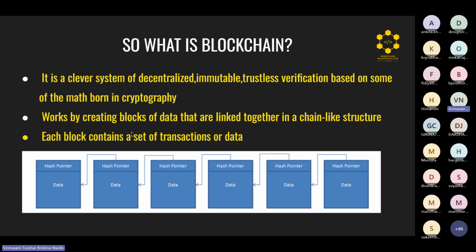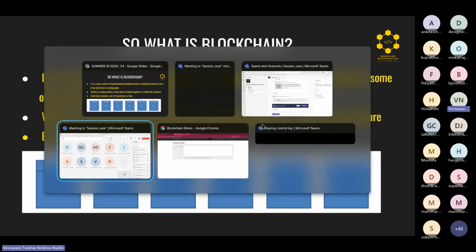And how does it work? It works by creating blocks of data that are linked together in a chain-like structure, and each block contains a set of transactions or data. This is a simple physical representation of a blockchain. I know this is pretty vague, so we'll learn about it in a visual manner. There's a website where you can see how this works.